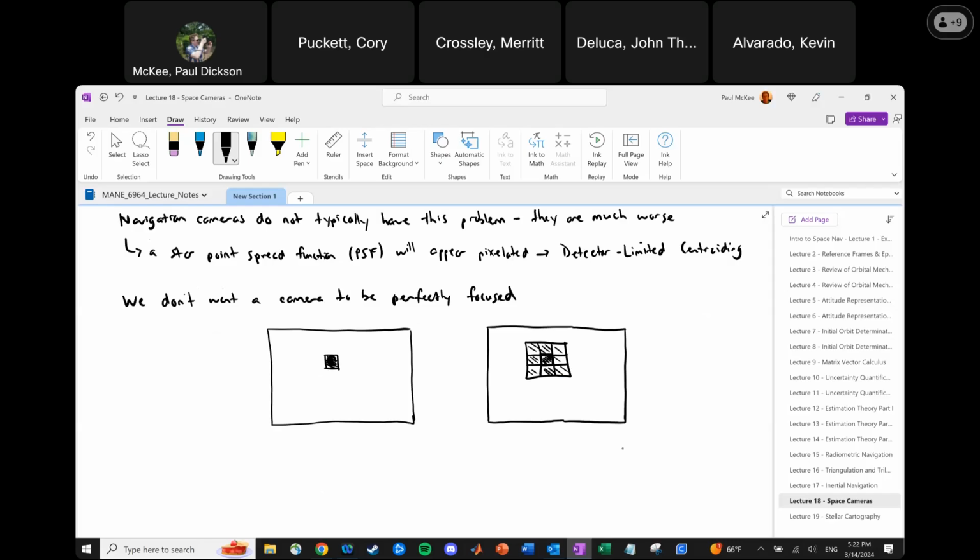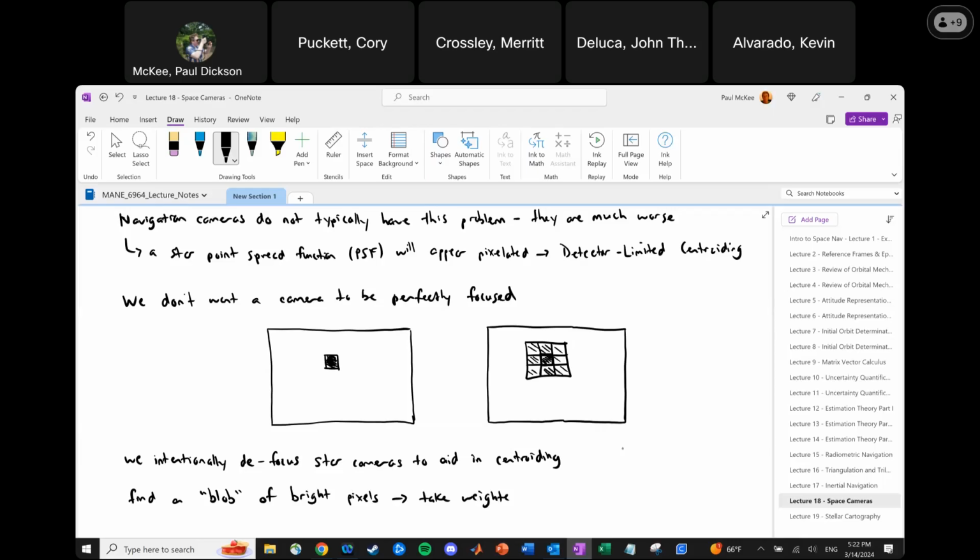So we, in practice, intentionally defocus star cameras to aid in centroiding. So the idea is we find a blob of bright pixels. And then the question is, well, what exactly do you mean by bright? And we're going to address that. And then take a weighted average to find the centroid.